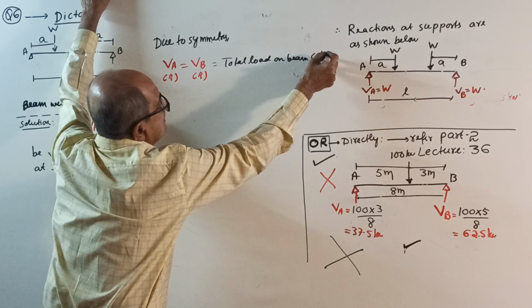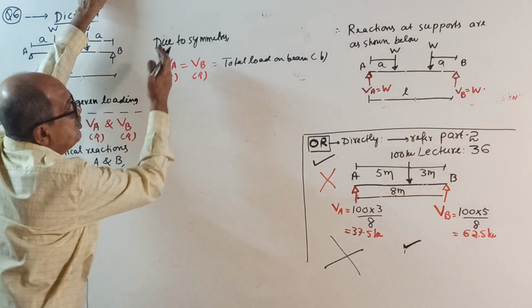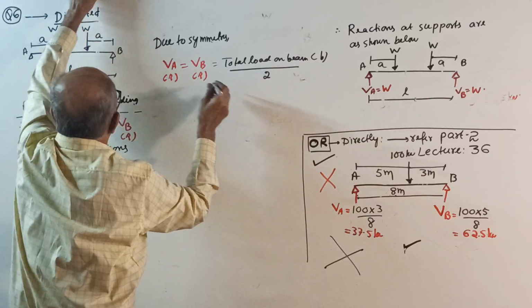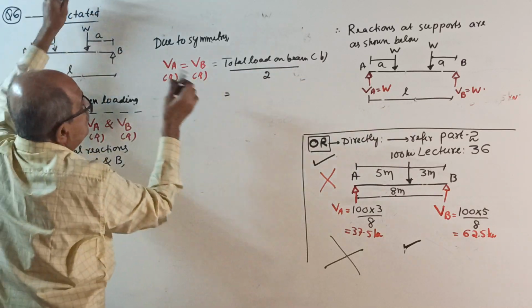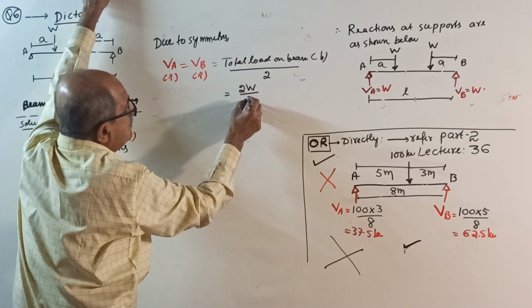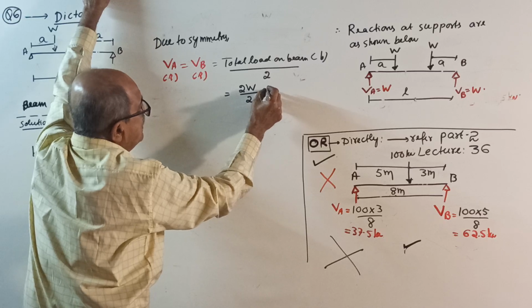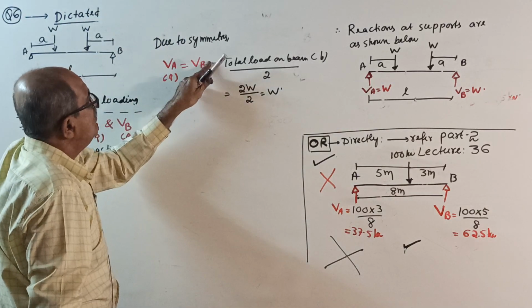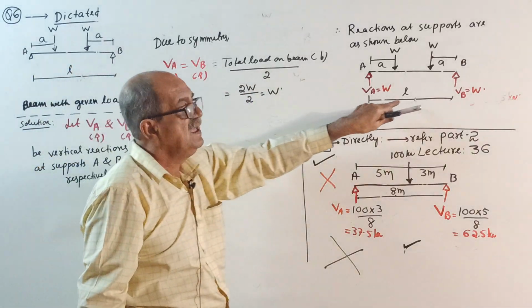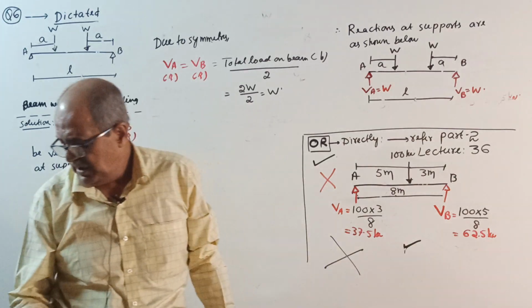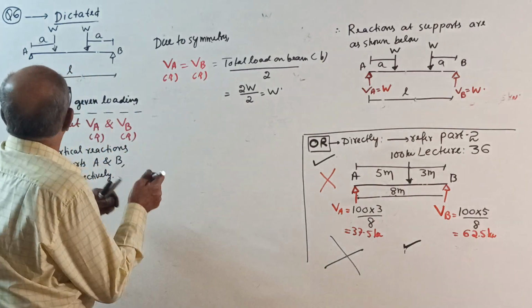in downward direction. See, reaction is upward, action is down, divided by 2, equal to W plus W, 2W is the total load, divided by 2 equal to W. Therefore, your VA upward equal to VB upward equal to W. Directly you get the answer. Don't try all these things. Okay, now I will give a numerical part.